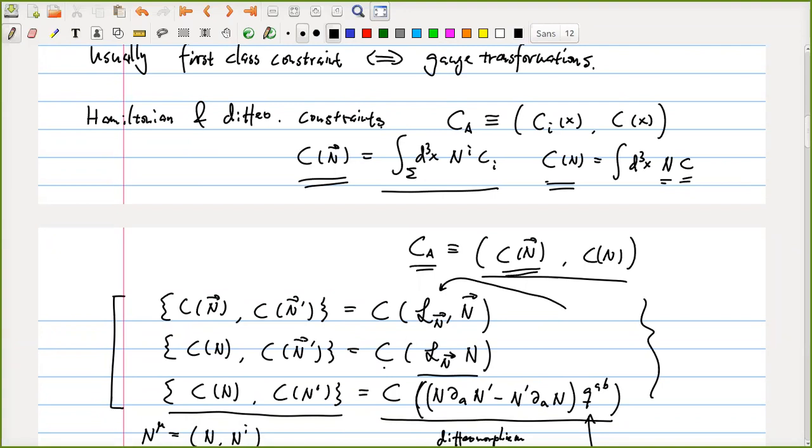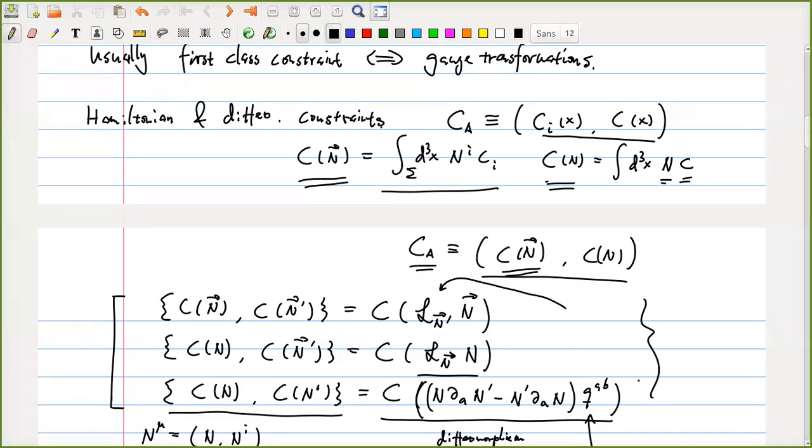Of course, you can use just the unsmeared constraint. It's fine because if you fix x, it's still a function on the phase space. It's definitely fine. You can do computation with it. But the thing is that you will get a more complicated formula on the right hand side. It's not very much more, but it's less compact than this formula.